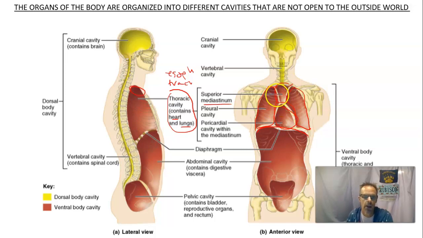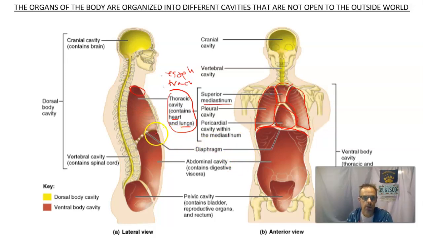Essentially what is in this mediastinum area is the heart, as well as some of the great vessels leading to and from the heart, the aorta and the superior vena cava and inferior vena cava, but also, as I mentioned before, the esophagus and the trachea go through there as well.